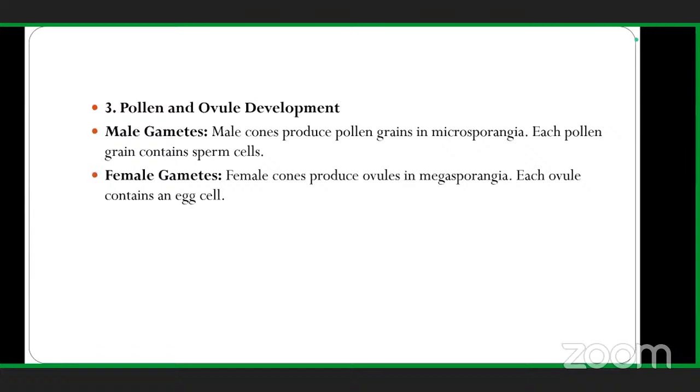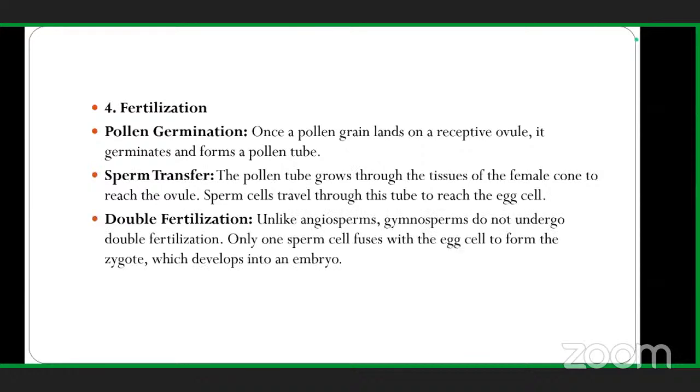Male cones produce pollen grains in microsporangia. The pollen grains contain sperm cells, and the female has an egg cell. So how does fertilization take place? Once a pollen grain lands on a receptive ovule, suppose there is an ovule and the pollen grain falls there. There are various enzymes in the pollen grains which will help the pollen grains to germinate there.